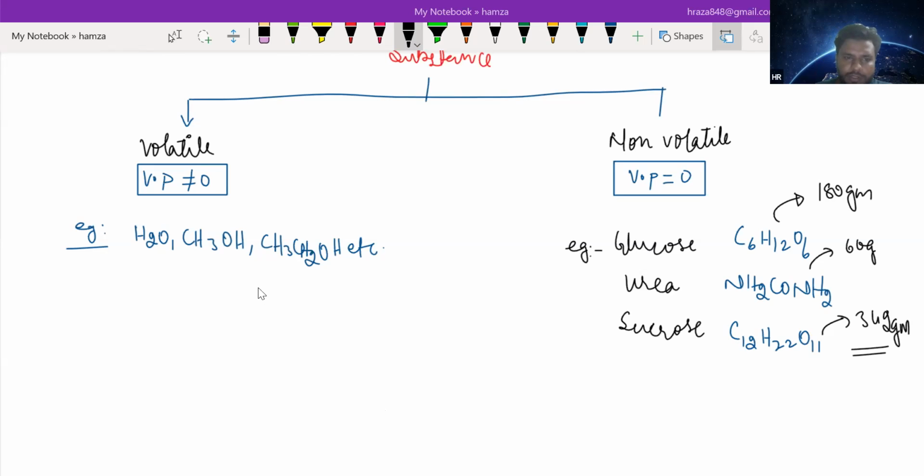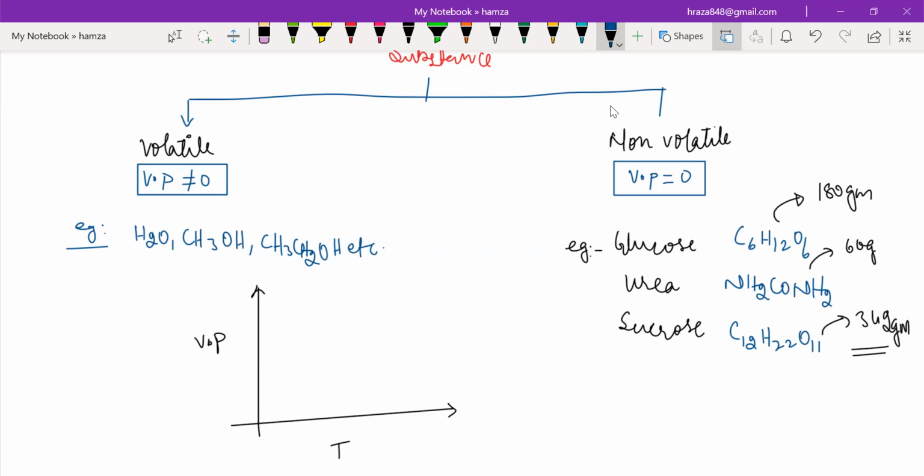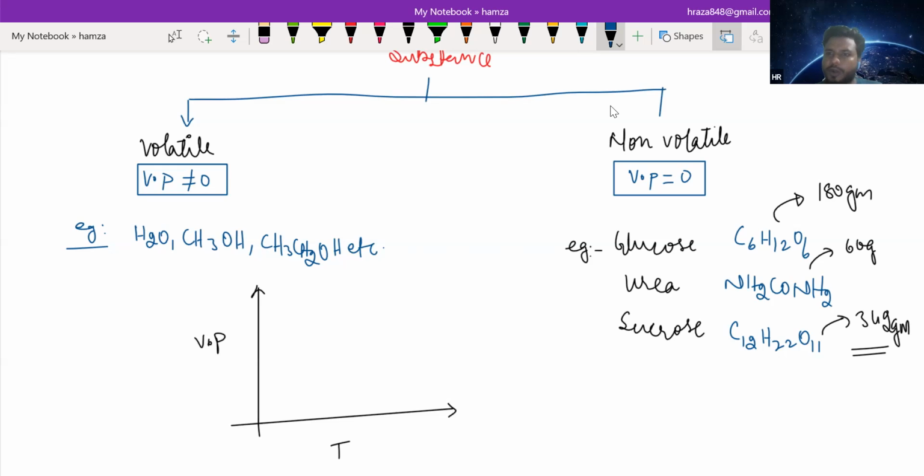I'm going to plot a very important graph, vapor pressure versus temperature. So I have a question. Vapor pressure means liquid is converting into vapor, that means gas. You know that every substance has some boiling point. Are you getting my point? What is boiling point, Hamza? Yes, sir. Boiling point is the temperature at which something changes its state from liquid to gas.